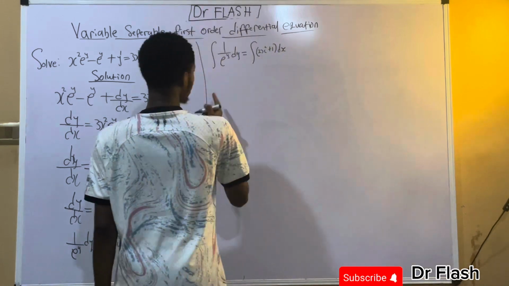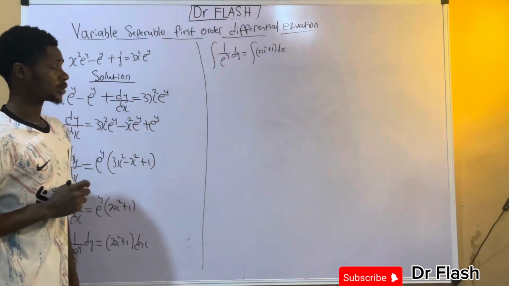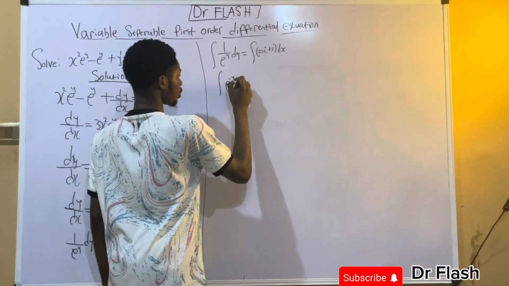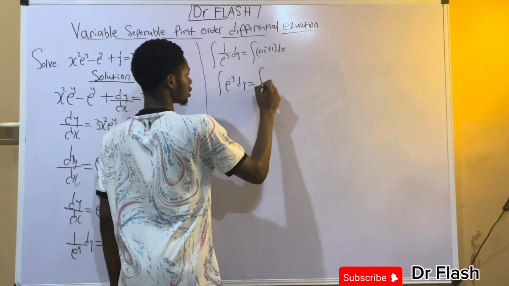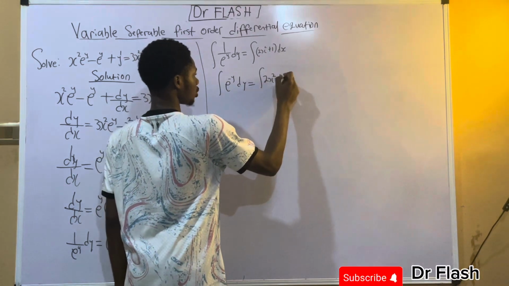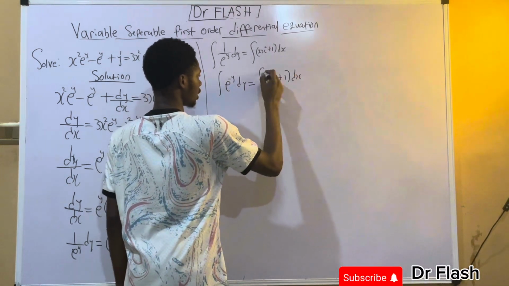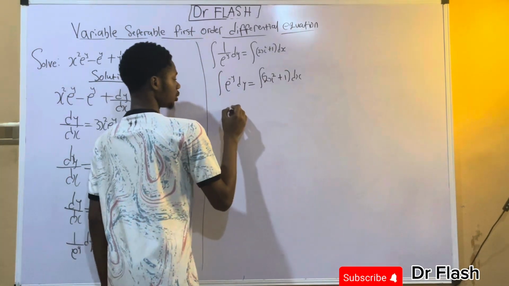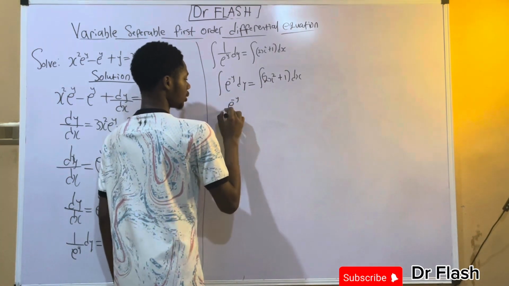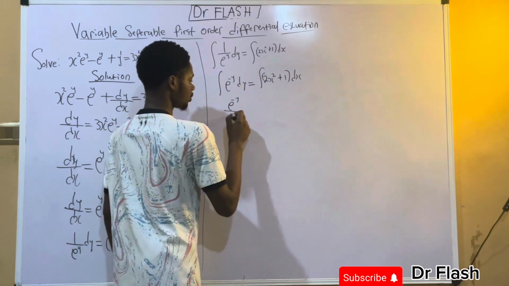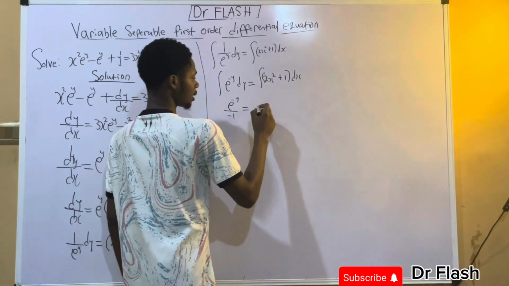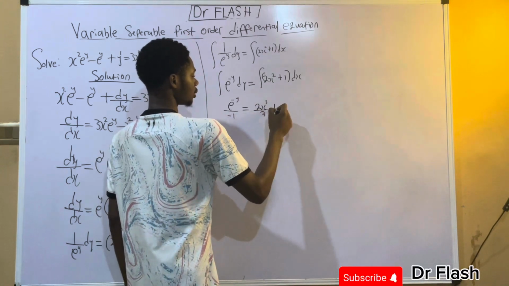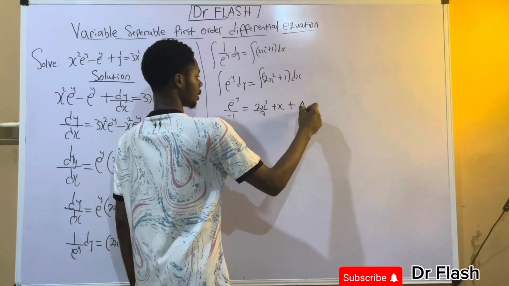Now, how do we integrate 1 over exponential y? We're going to take it upward. So we have the integral of exponential minus y dy equals integral 2x squared plus 1 times dx. Now integrating exponential minus y, it will be equal to exponential minus y over minus 1, differentiating the power, and that's equal to integrating this, we'll get 2x cubed over 3 plus x plus the constant a.